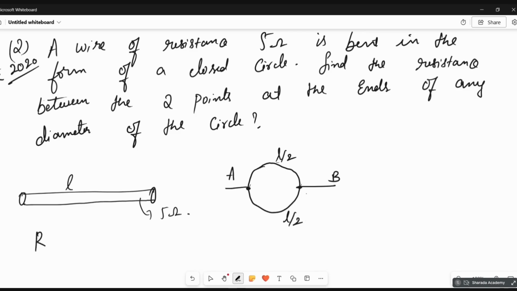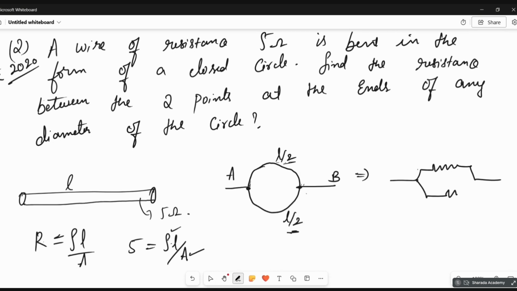Same wire, area of cross section is same. So R is equal to rho into L by A. This R he has given as 5. Rho is same because same wire only I am using, and area of cross section is also same. But length, you can consider like 2 resistors which are in parallel, because they are connected between any 2 points. So I can consider two resistors of L by 2 which are in parallel, something like this.